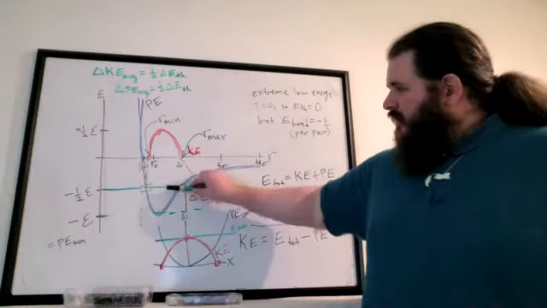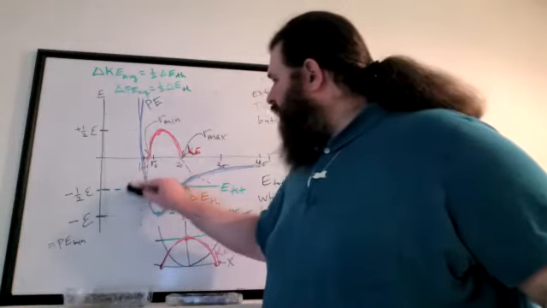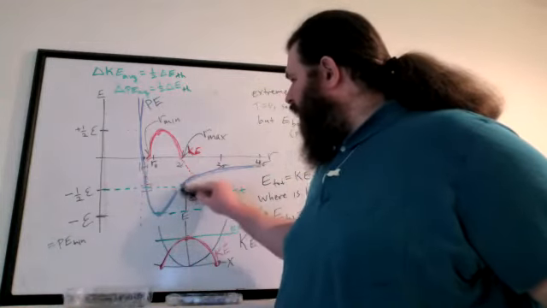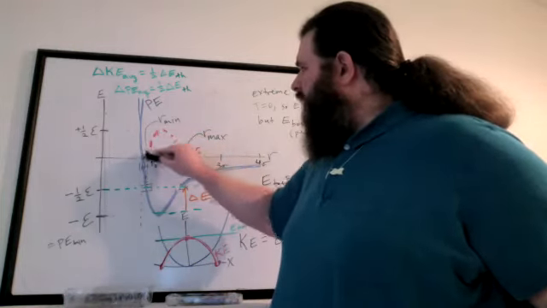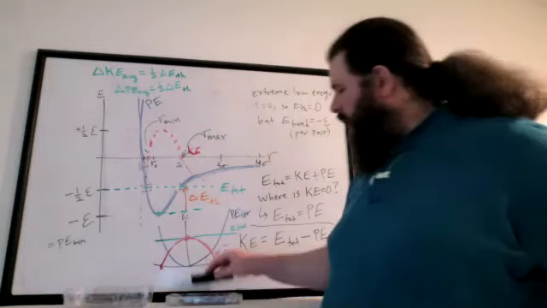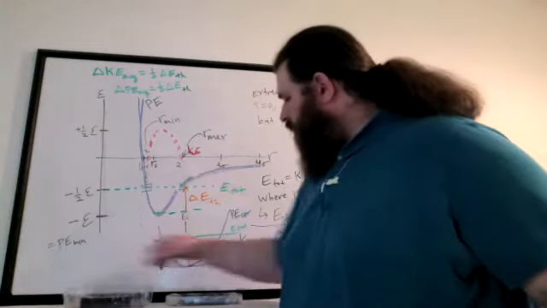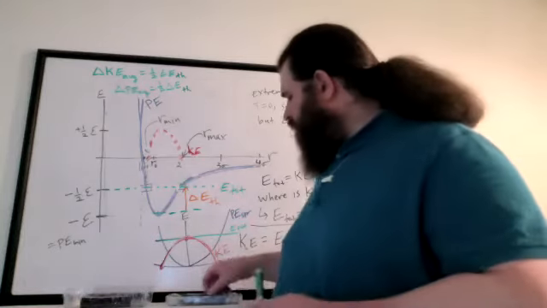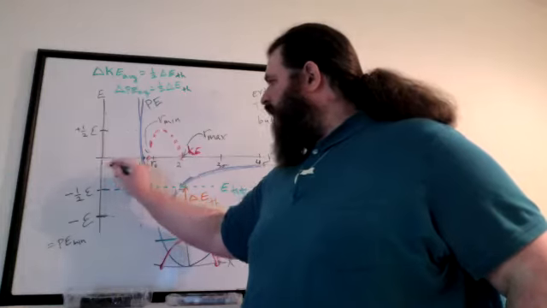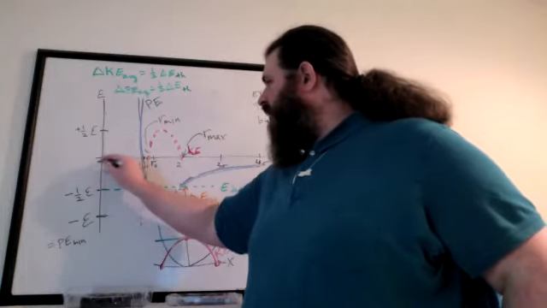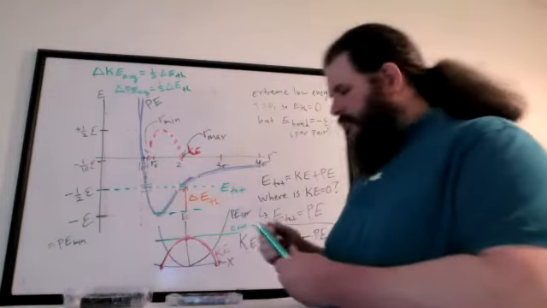So at this E total level, we've got this kinetic energy graph. But let's see what happens if we raise E total even more. I'm going to leave what we have so far as a dotted line so we can make comparisons. But let's say we raise E total to maybe -1/4 epsilon, or -1/10 epsilon. Let's go to an extreme. -1/10 epsilon.